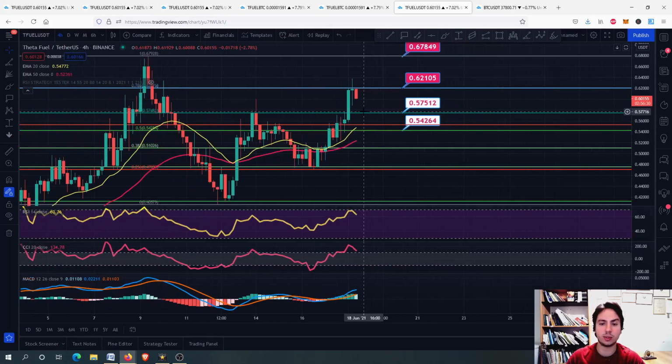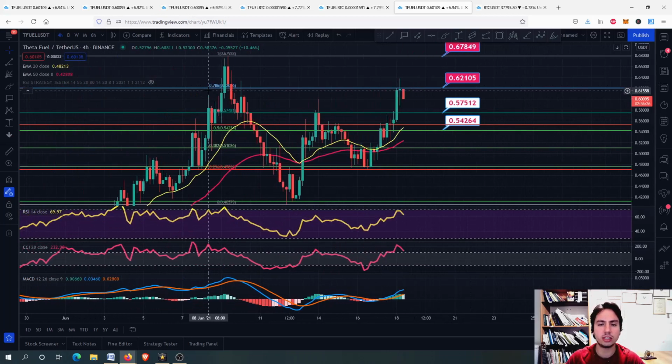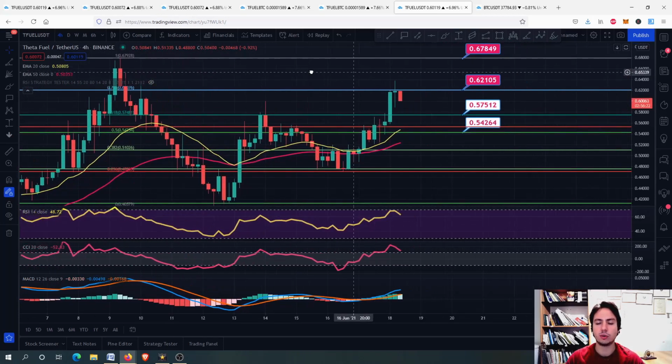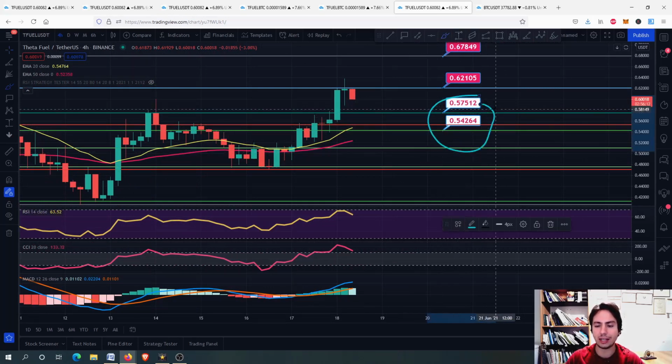That's why we found resistance at 62 cents. Also, the 62 cents was our 0.786 Fibonacci retracement level, right? So for now, what we need to do here is to approach the 54, 57 cents. And of course, around this area, again, we might have a good buying opportunity.